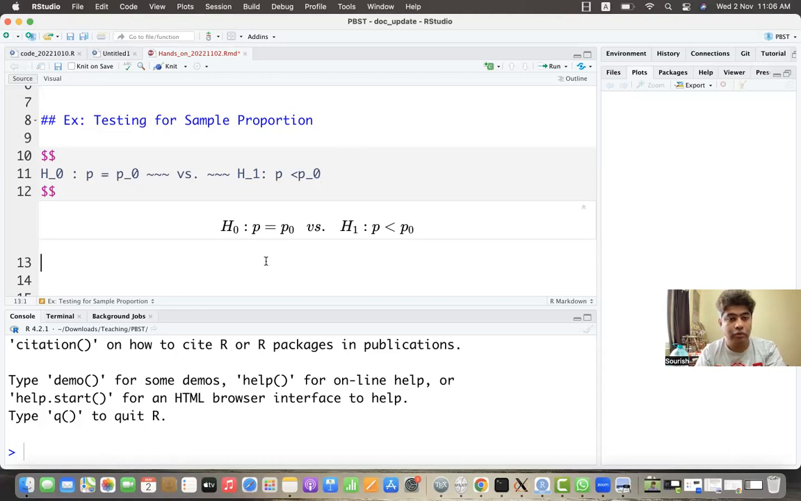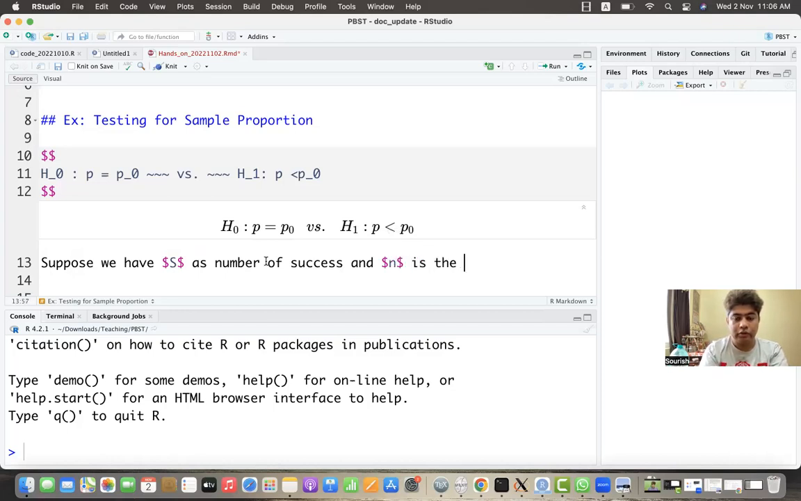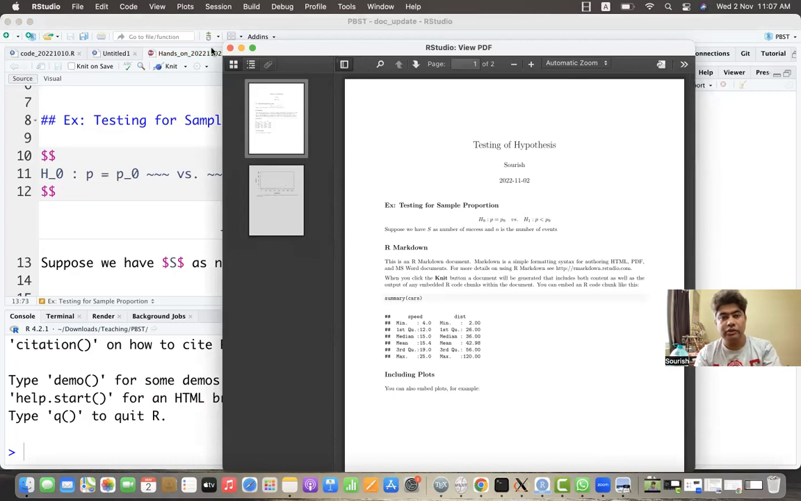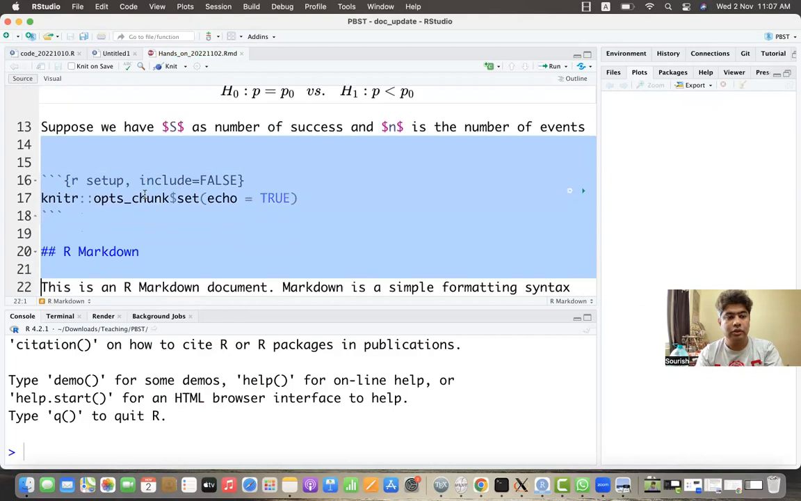Now suppose we have this, where S equals the number of successes and n is the number of events. So we are starting with this.